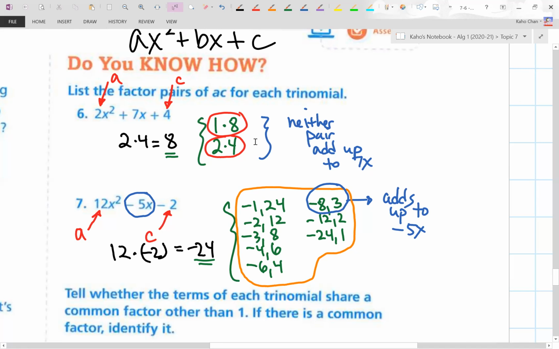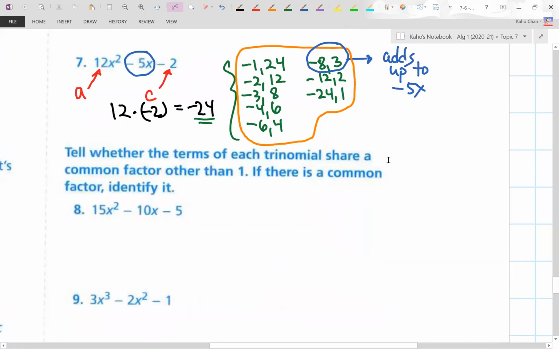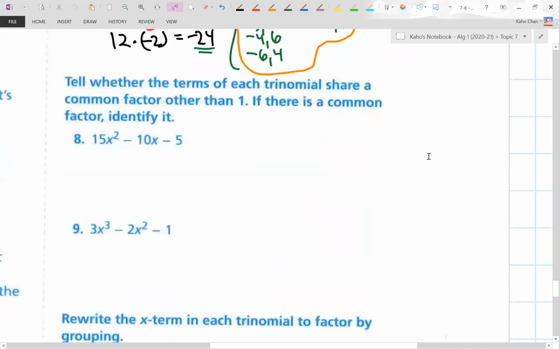Next problem. Tell whether the terms of each trinomial share a common factor other than 1. If there is a common factor, identify it. So basically, they want us to find the GCF. Can you squeeze out anything before we actually put it into a box and factor it? Looking at the 3 terms here for number 8, I noticed that we have 15, 10, and 5. That's pretty easy, come on, right? 5 divides into that. So there's your greatest common factor. Yay. So that was pretty easy.